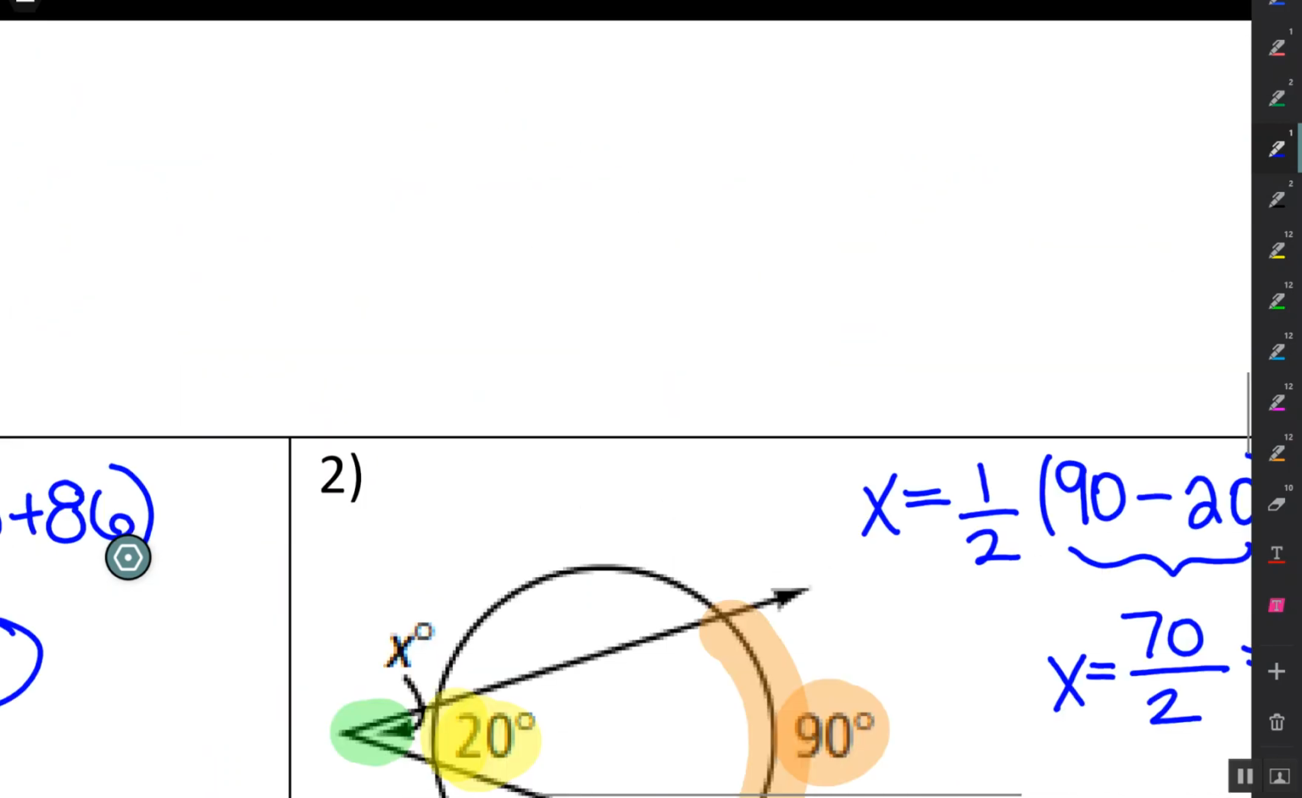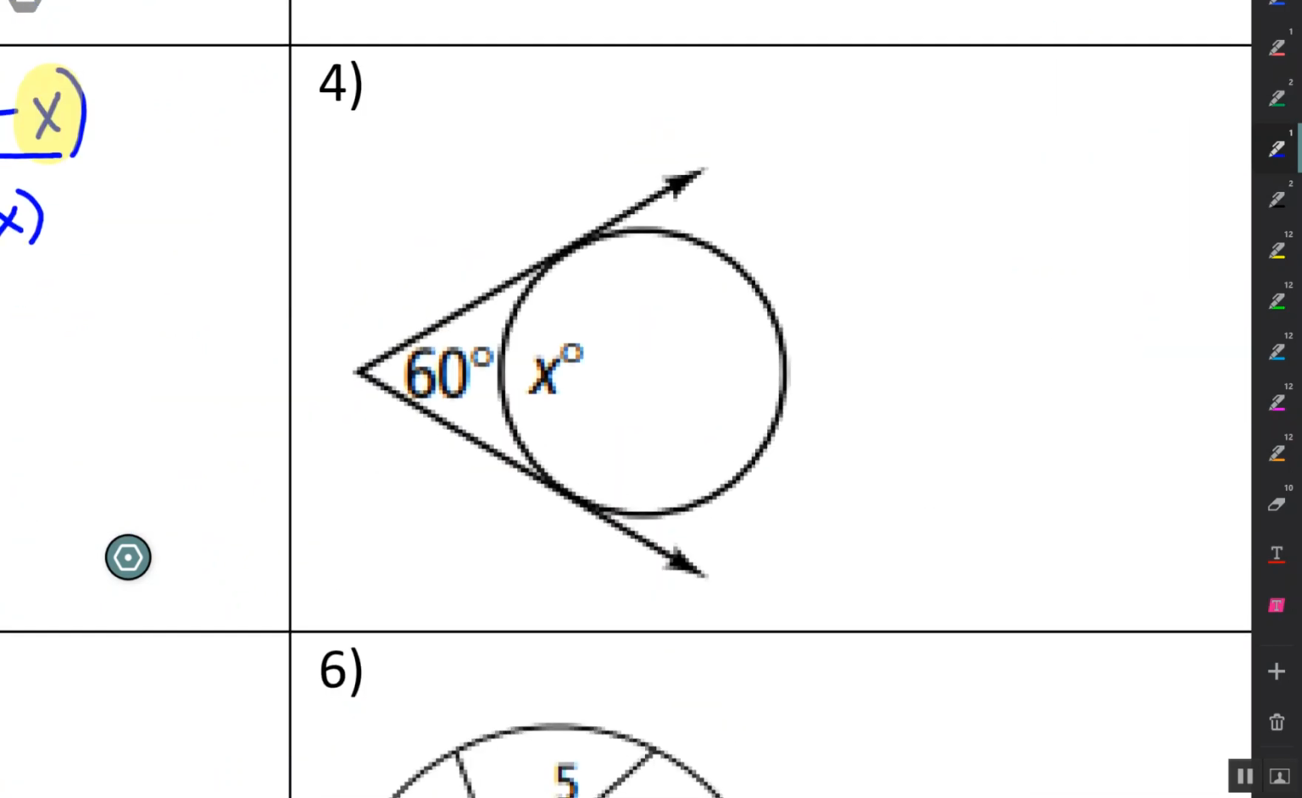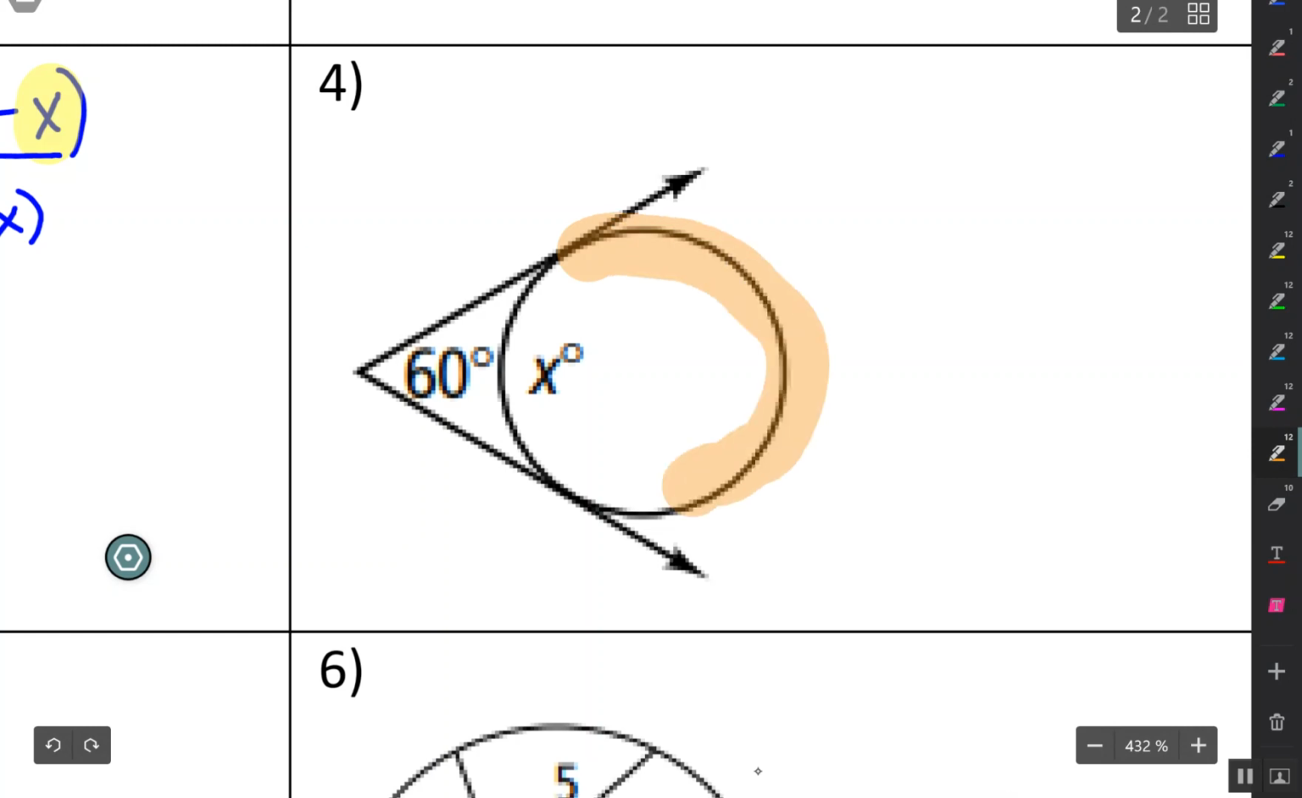Okay. Number 4 is a little different again. We've got 2 tangent segments. So we have the big arc, which stops at the point of tangencies. We've got the little arc, and then we've got the angle.